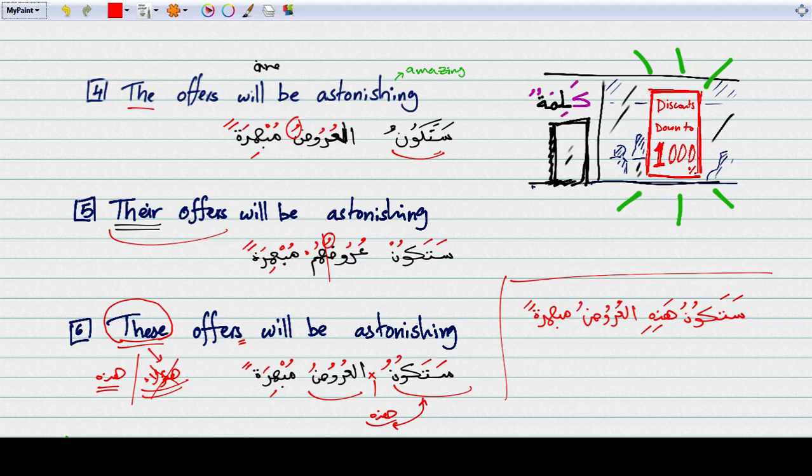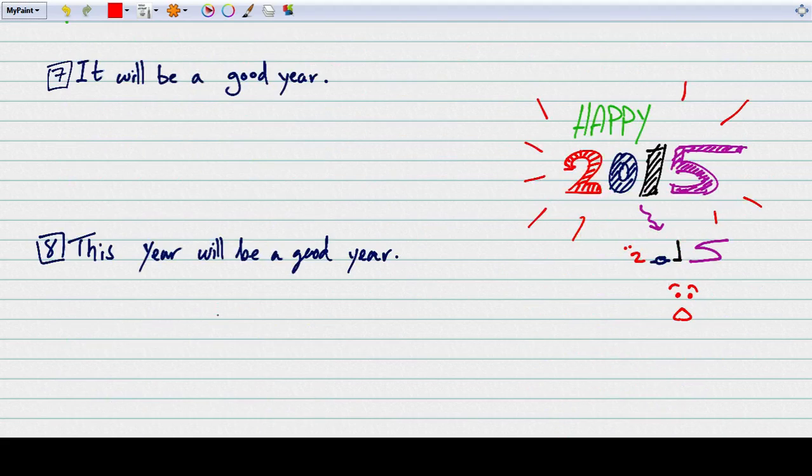Okay, one last example, and if you have any questions, you know what to do. Facebook. Right, so it will be a good year. Keep telling this yourself. Okay, it will be a good year. Since we started the new year, happy new year, we are now in 2015. And to point out something, there's something very cool about 2015 I'll say at the end of the video.